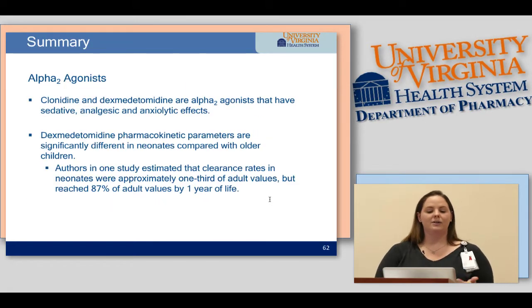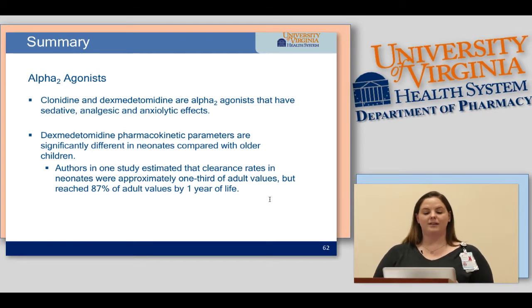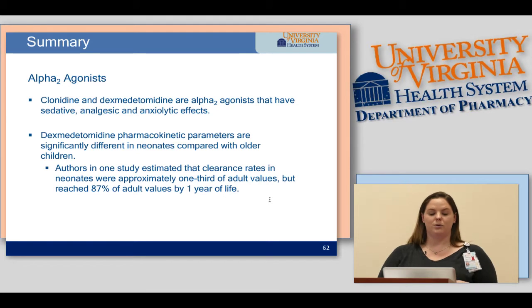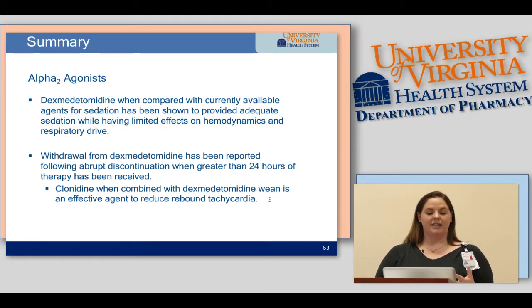So in summary, clonidine and dexmedetomidine are alpha-2 agonists that have sedative, analgesic, and anxiolytic effects. Dexmedetomidine pharmacokinetic parameters are significantly different in neonates compared with older children. And as I said before, authors in one study estimated that clearance rates in neonates were approximately 1/3 of adults, but reached 87% of adults' values by 1 year of life. Dexmedetomidine, when compared with currently available agents for sedation, provided adequate sedation for procedural sedation while having limited effects on hemodynamics and respiratory drive.